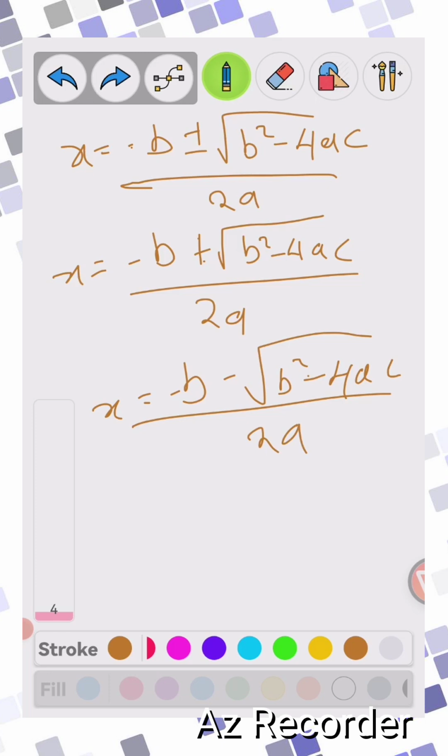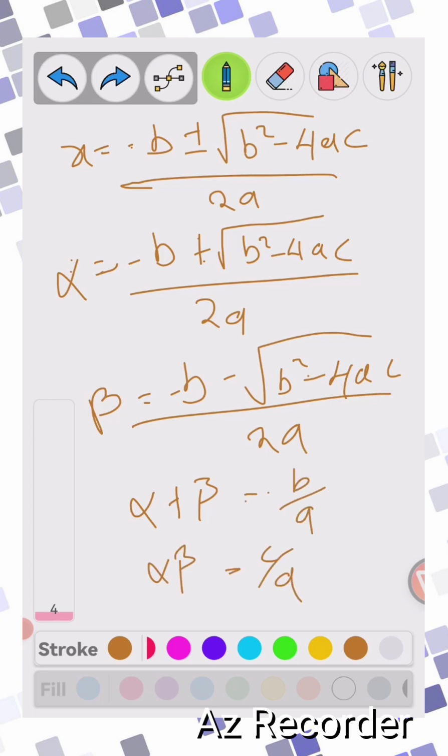Alright, once you have this, let us try and find the sum of these two. We can say this is x1 and this is x2, or better yet, like we did in our previous example, we can say this is alpha and this is beta. Now let's see if our sum of the roots, alpha plus beta, and our product of the roots, alpha times beta, are going to give us negative b over a and c over a, in that order.